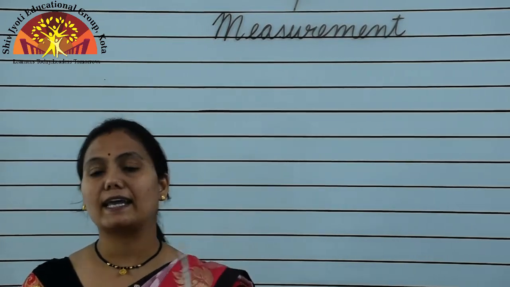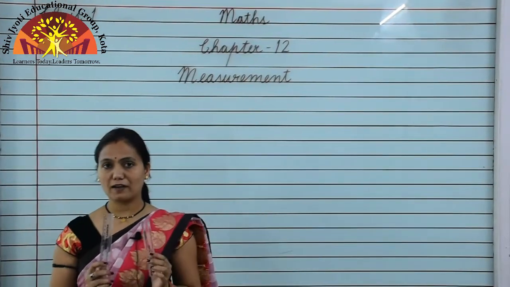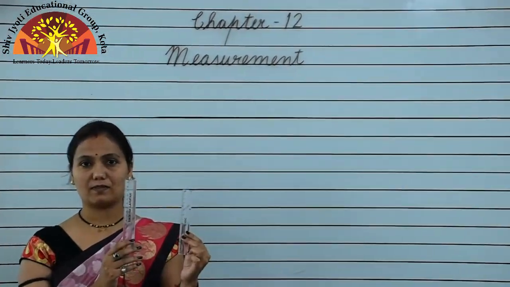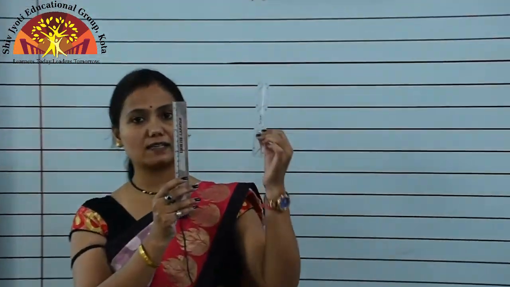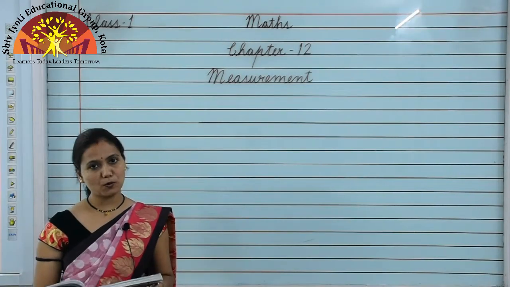Or we can take another example. I am having two scales. One is this one and other one is this. You can see this is a long scale and this is a short. So we can say that this scale is longer than this scale. One more example, look at the board.